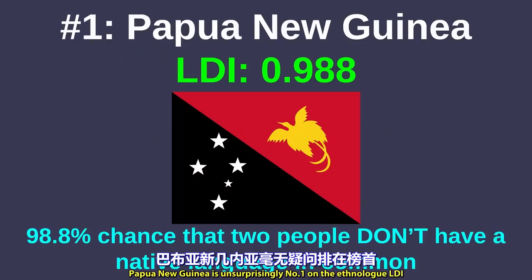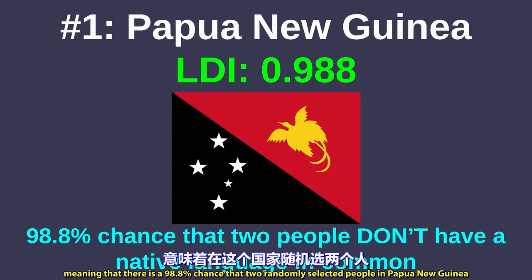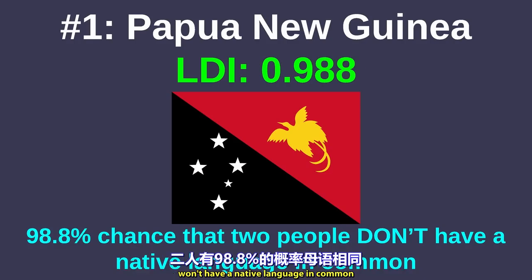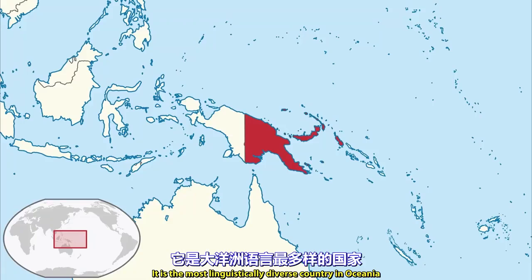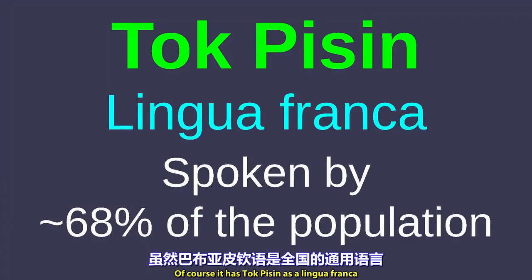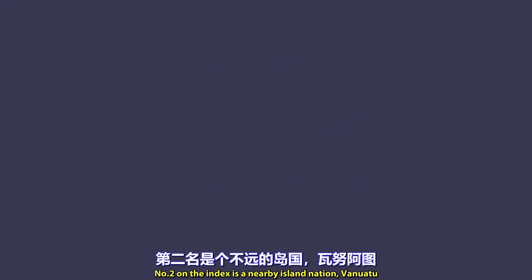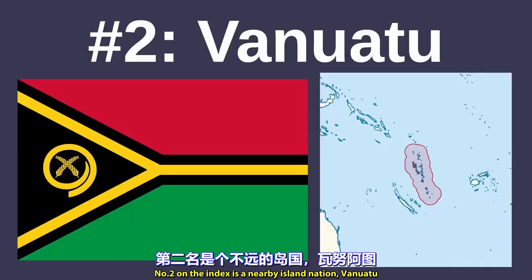Papua New Guinea is unsurprisingly number 1 on the Ethnologue LDI, with an index of 0.988. Meaning that there's a 98.8% chance that two randomly selected people in Papua New Guinea won't have a native language in common. It is the most linguistically diverse country in Oceania, as well as both the eastern and southern hemispheres. Of course, it has Tok Pisin as a lingua franca, but there are still large portions of the population that don't speak it. Number 2 on the index is a nearby island nation, Vanuatu.